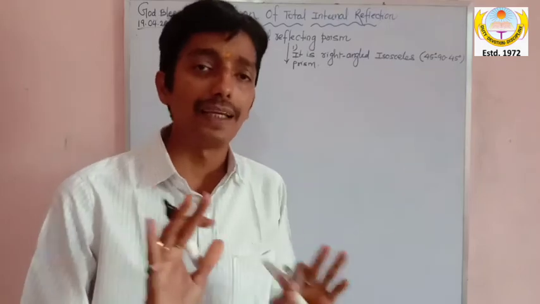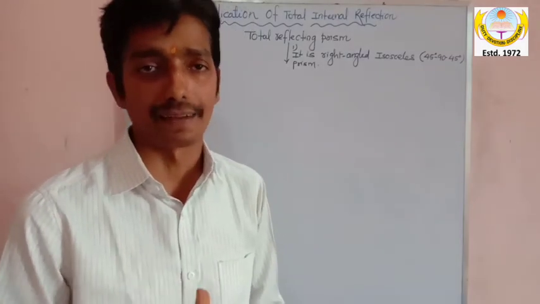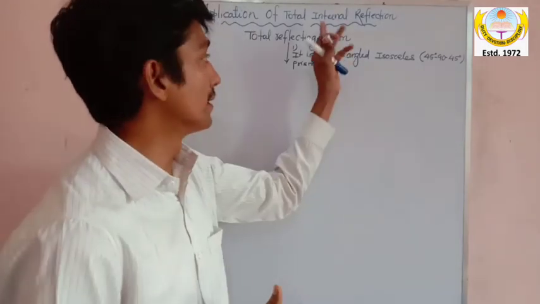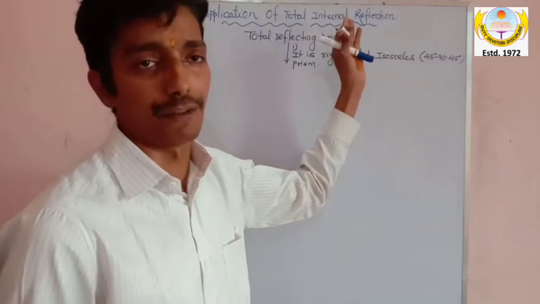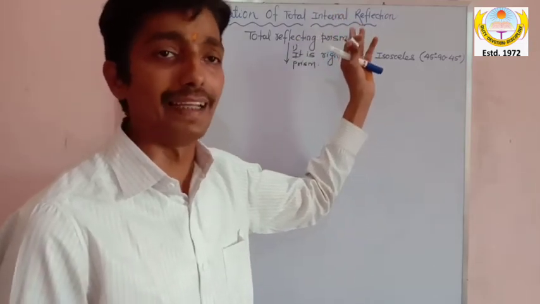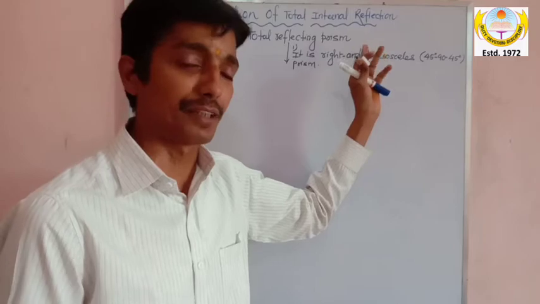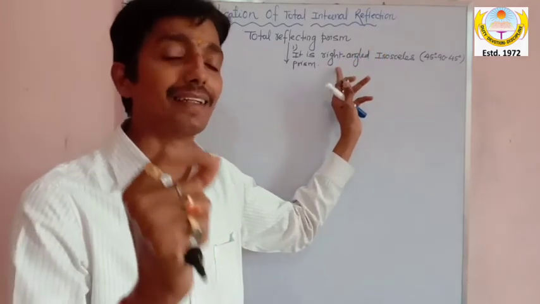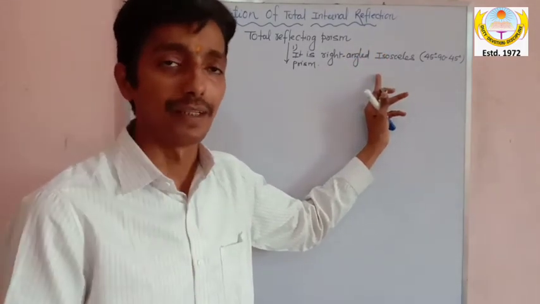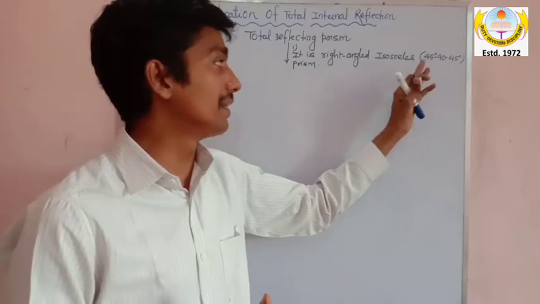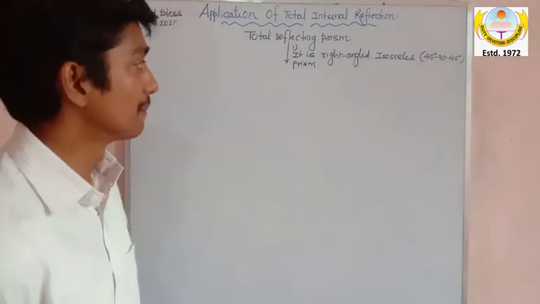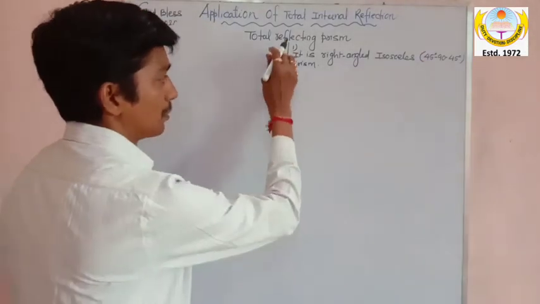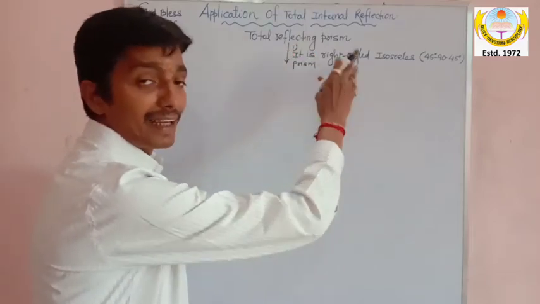It is not an equilateral prism that has taken that property. This phenomenon of TIR, that is total internal reflection, is obeyed by a right angled isosceles prism having angles of 45, 90, 45, my dear. First thing: always remember that the total reflecting prism is a right angled isosceles prism.